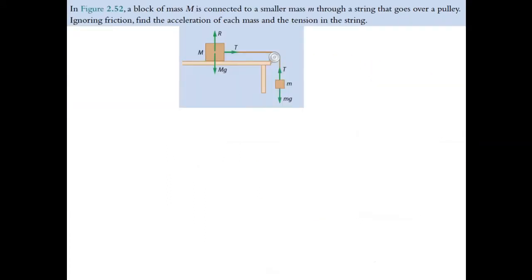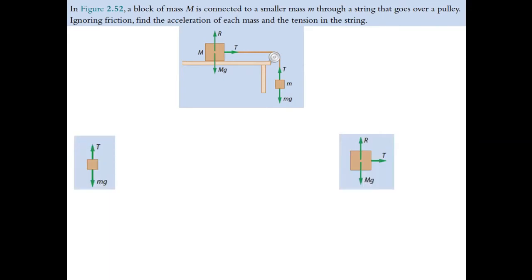In figure 2.52, a block of mass M is connected to a smaller mass m through a string that goes over a pulley. Ignoring friction, find the acceleration of each mass and the tension in the string. The forces are shown. The acceleration must be the same magnitude for both masses, but the larger mass accelerates horizontally and the smaller mass accelerates vertically downward.